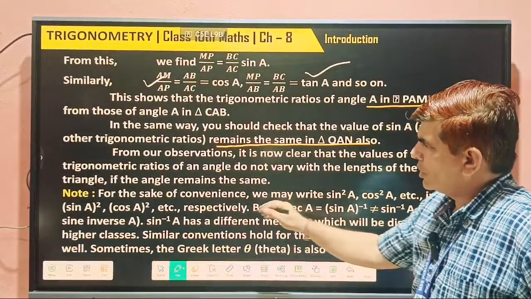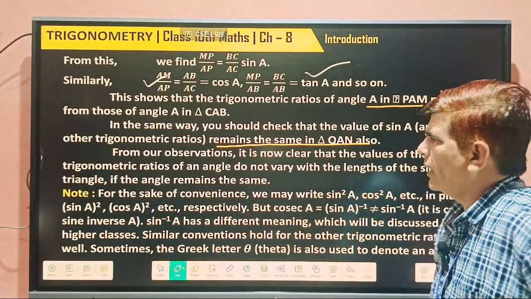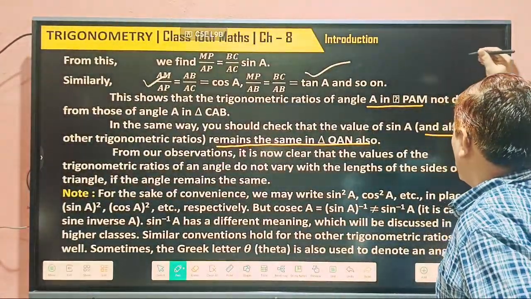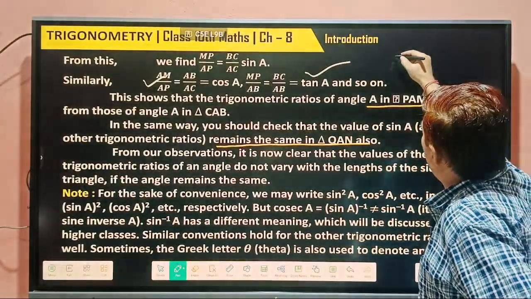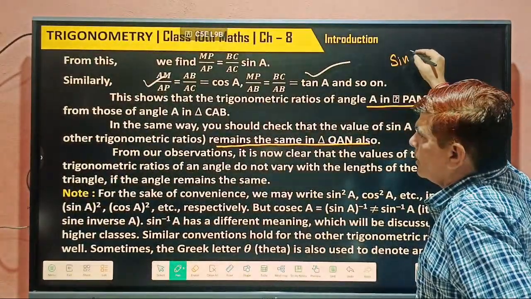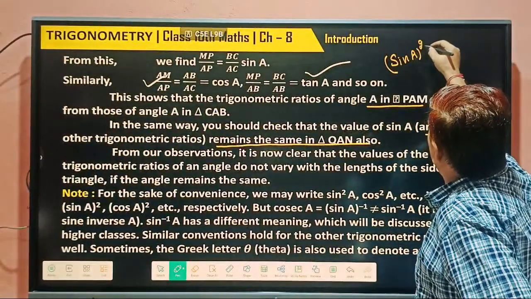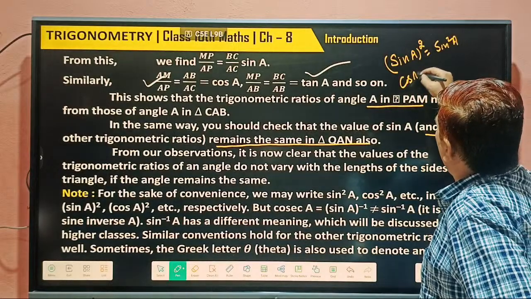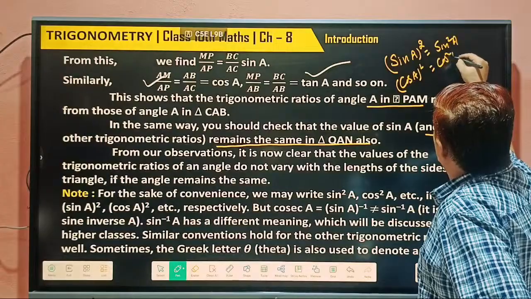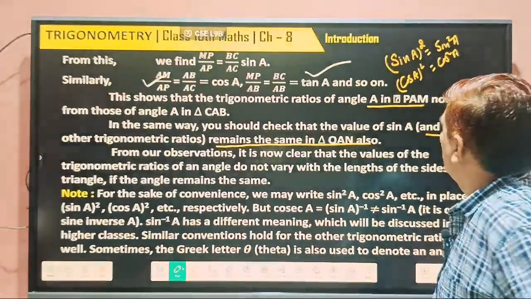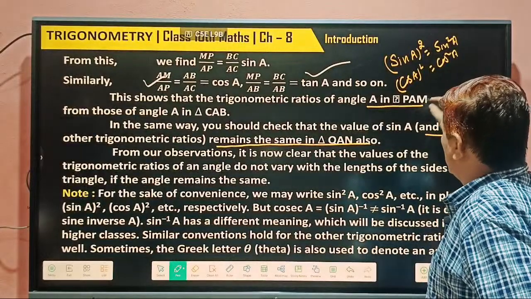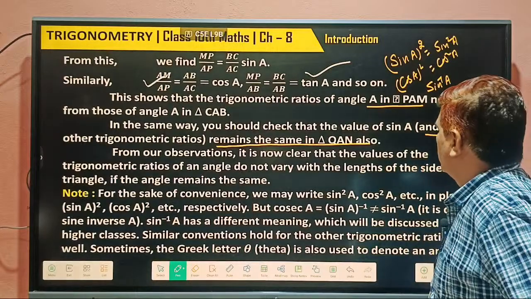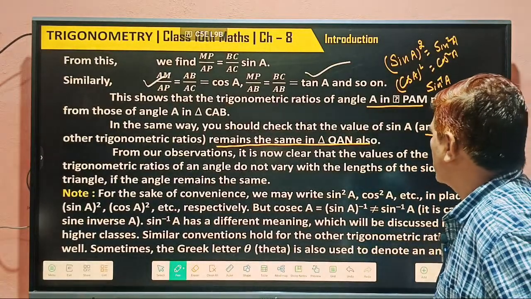Understood? This is not in your syllabus, but I can tell it for the sake of convenience. We can write sin square A and cos square A. So for our convenience, the actual (sin A) whole square we can write as sin square A. No problem. Cos A whole square we can write as cos square A. That's no problem. But the problem is this: we cannot write sin inverse A.